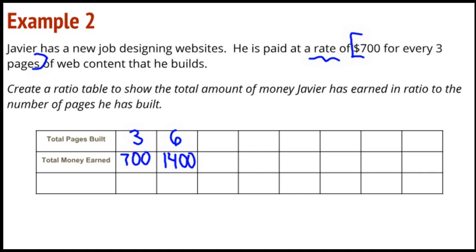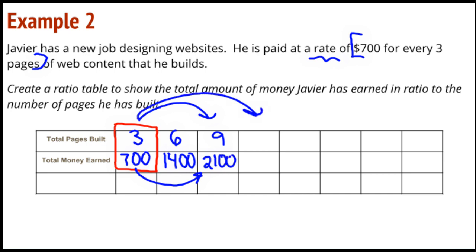Now, some students would say, okay, now I'm going to double the 6, and I'm going to put 12 and 2,800. And there's nothing mathematically wrong with that. But I always like to go back to my original ratio. I like to always come back to this ratio here and scale from there. So I want to take 3 and I will multiply it by 3, and 700 and multiply it. 3 multiplied by 3 would be 9. And 700 times 3 would be 2,100.